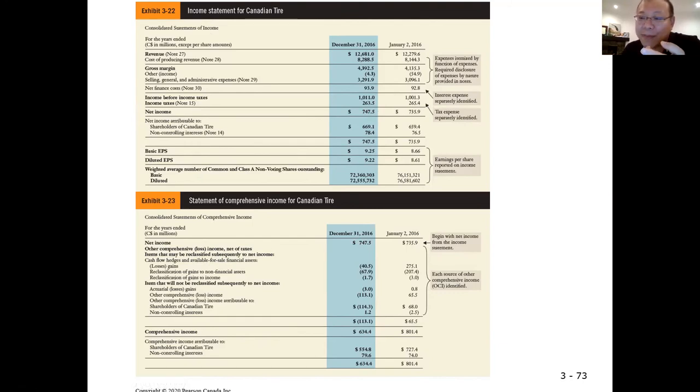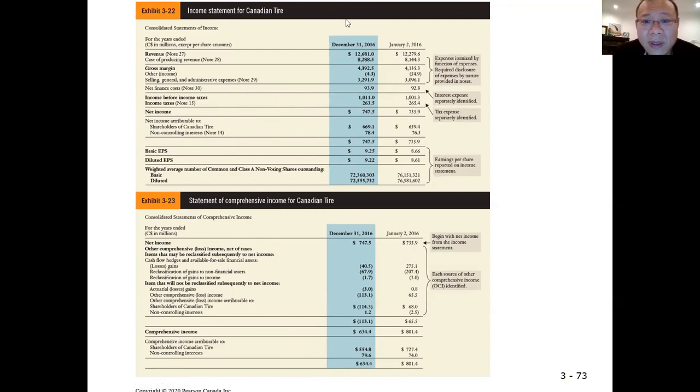In the previous example, they presented both profit and total comprehensive income in one single statement. And in this example, they used the two-statement approach. In one statement, they calculate the net income. And then in the second statement, they calculate comprehensive income starting from the net income.